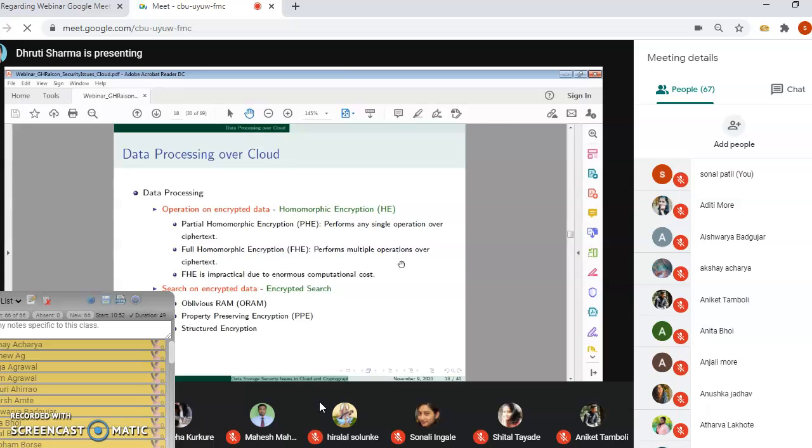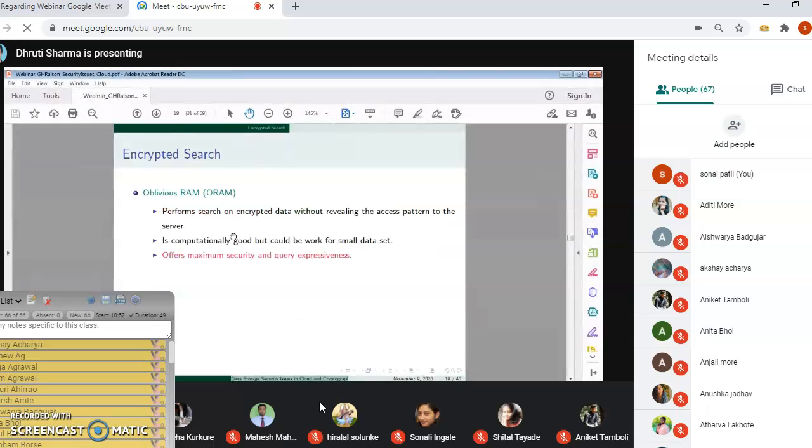So search is the operation performed at the server side. There are three basic approaches available: either ORAM, or PPE, that is property preserving encryption, or structured encryption. So what is there in ORAM? ORAM is a special mechanism where your query is encrypted in such a way that the access pattern, whatever query terms you are using to perform the search, would not be leaked to the server. So the server would not be able to see the query, the access pattern is not available to the server, and computationally it is also somewhat good.